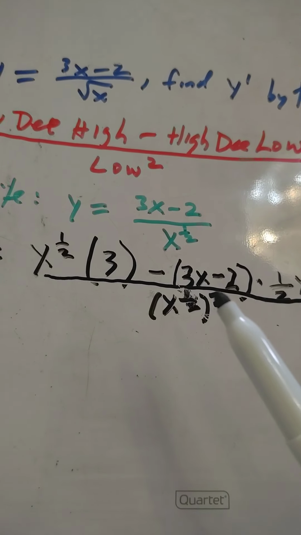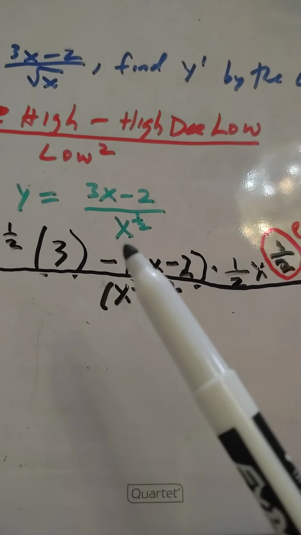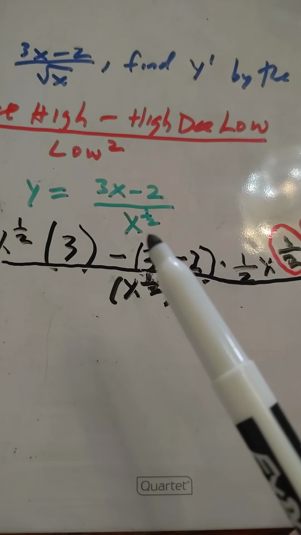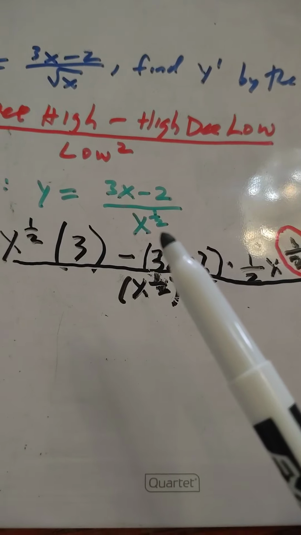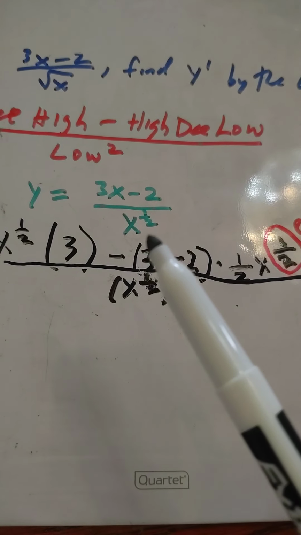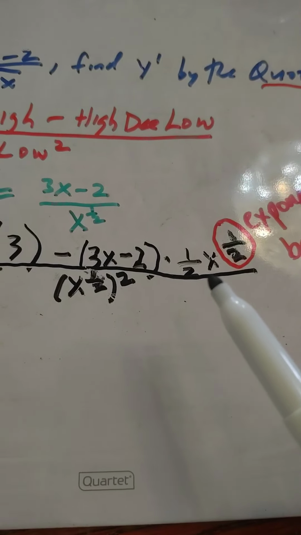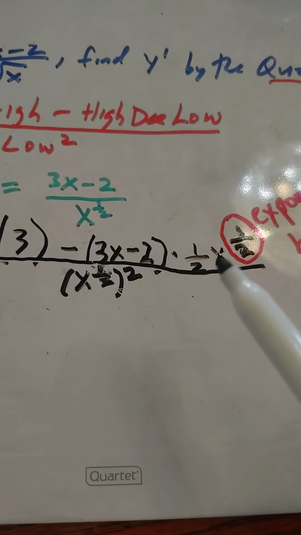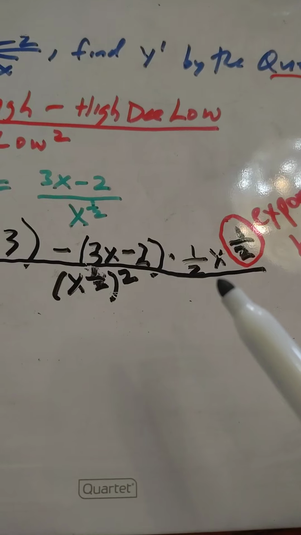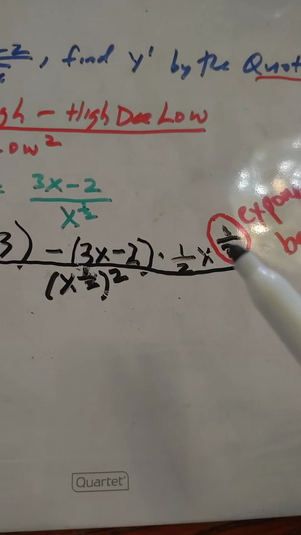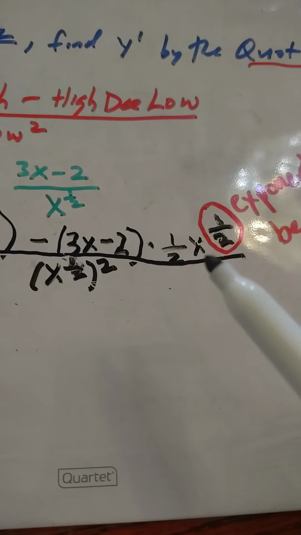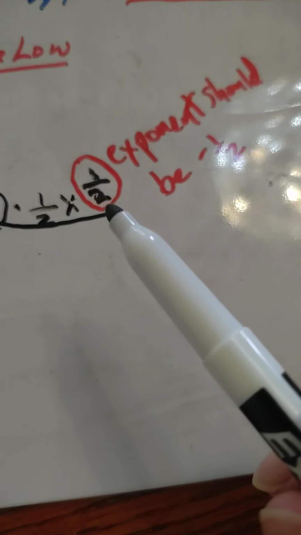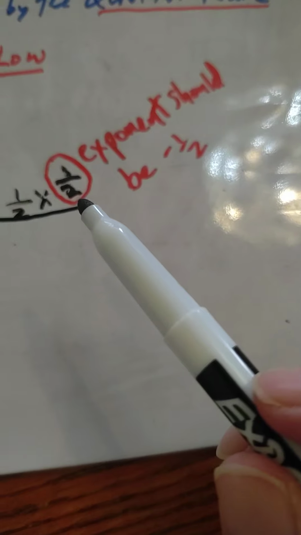So high is 3x minus 2. And then the derivative of the denominator, so we're doing the d low, the derivative of the denominator, x to the 1/2, it should be 1/2 x to the negative 1/2. And I did write that originally, but then I erased some of my bad handwriting with the big marker, and somehow I erased the negative. I had it originally, and then I lost the negative. So just to be clear, this exponent should be a negative 1/2.